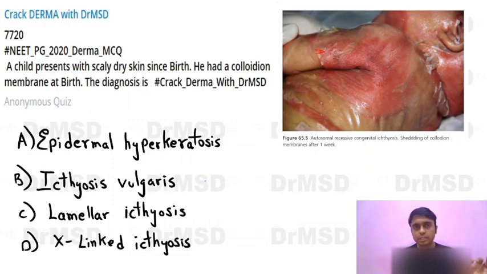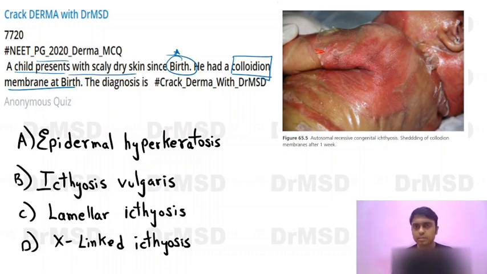Coming to the next question, please try to answer this question. Pause yourself and try to answer it. Here I am going to explain it as a flow. So what is the question saying? This was a NEET PG 2020 exam question. A child presents with scaly dry skin since birth. Please remember, it is seen since birth. And it is mentioned in the question that collodion membrane was present. So what is the diagnosis?